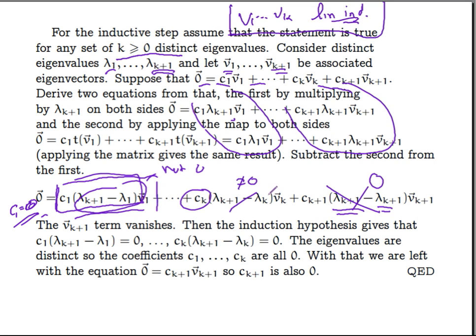So what have we shown? We've shown that if there is a linear dependence relation among the k plus 1 eigenvectors with different eigenvalues, all of the coefficients must be 0. It's the trivial linear dependence relation, and we cannot get a non-trivial linear dependence relation among the k plus 1 eigenvectors, which implies that v1 through v_{k+1} are linearly independent. So we've gone from the induction step that v1 through vk are linearly independent to the conclusion that v1 through v_{k+1} are linearly independent.